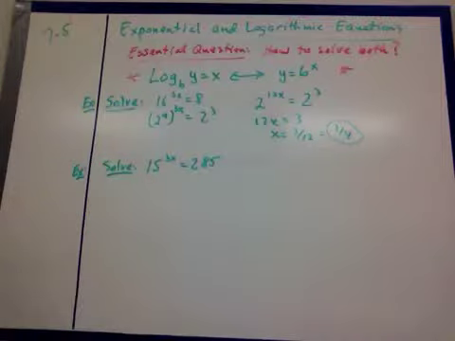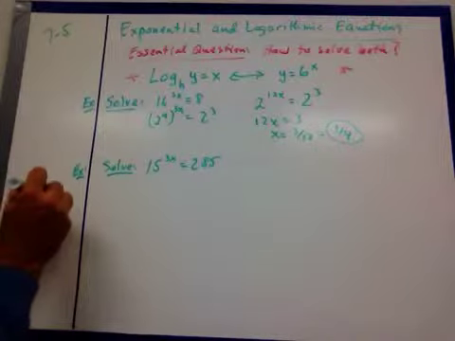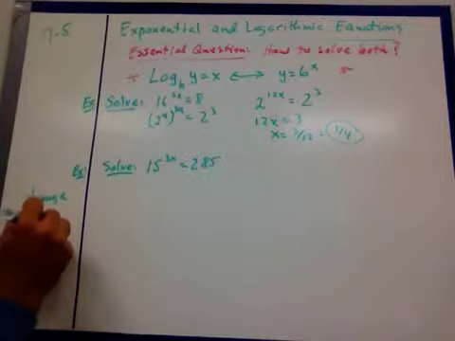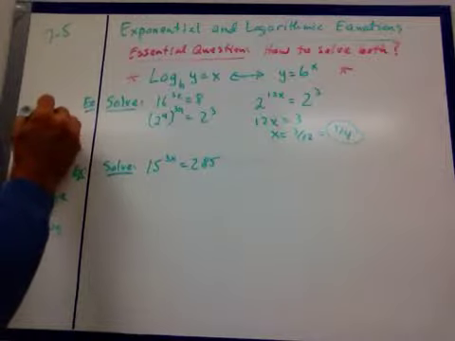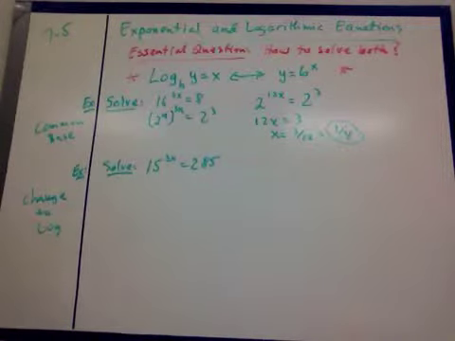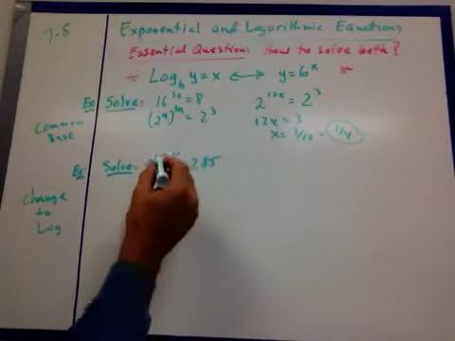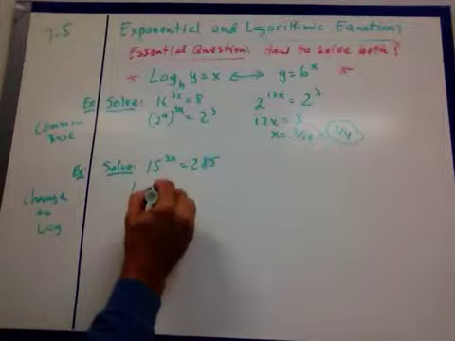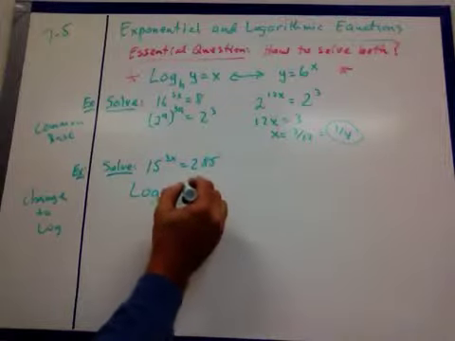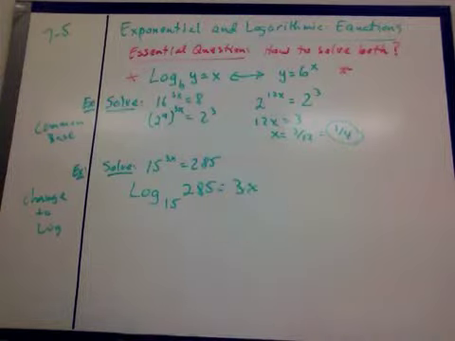When I look at this one, I can't write it as a common base. Okay? So I'm going to change this to a log. Up here I had a common base. So, there isn't anything that I know that goes into 15, so I'm going to rewrite this as the log. This is log base 15 of 285 equals 3x.